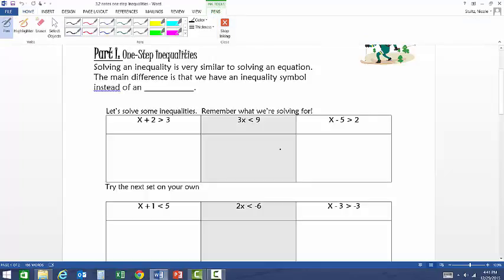So we've talked about inequalities and how we graph them, how we write inequalities from graphs, what they mean, what words mean what symbols. So today what we're going to do is we're actually going to focus on the math part, and this is where it's going to be like solving an equation. So the only difference between an inequality and an equation is that you have an inequality symbol instead of an equals sign.